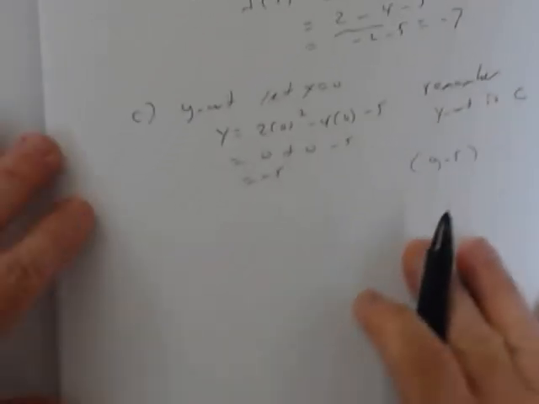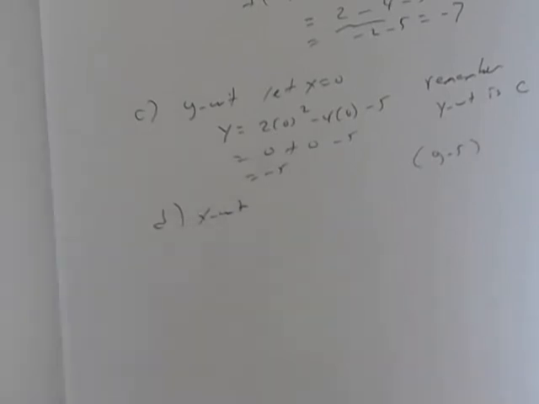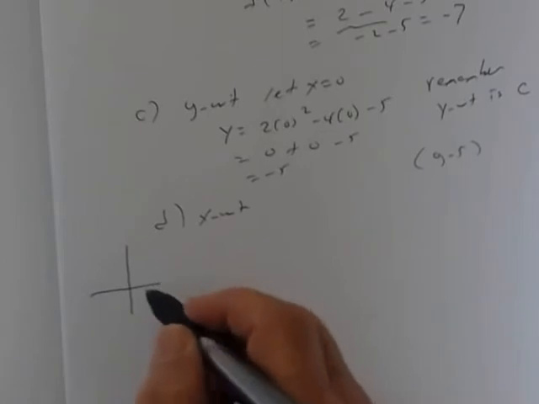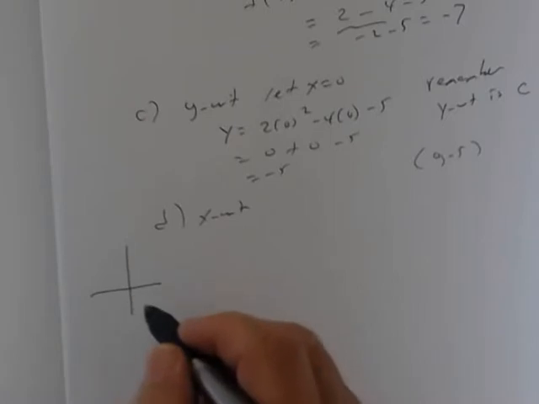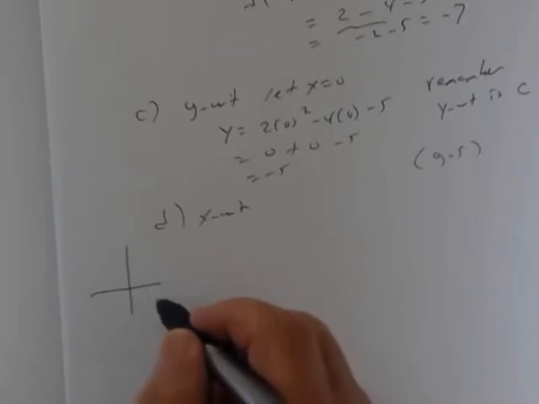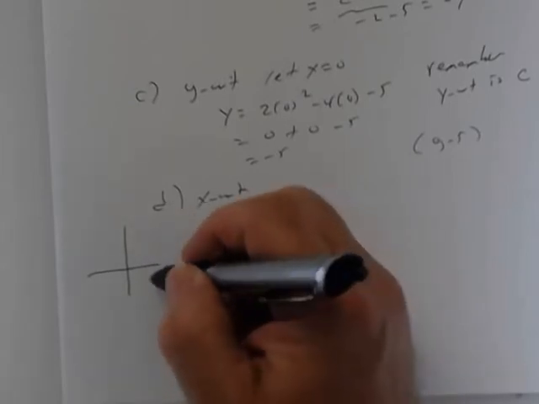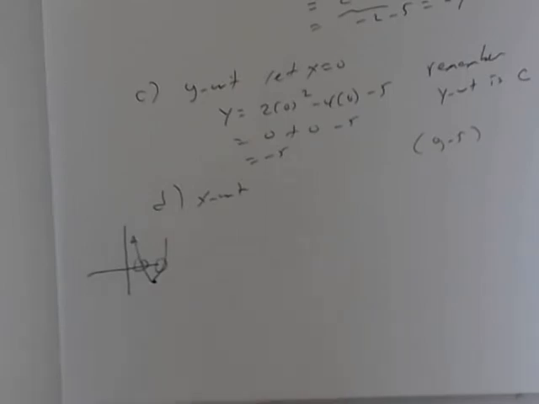Okay, D, the x-intercepts, if any. Before we find them, let's see if there are any. What's the vertex? Where's that located? What quadrant? Quadrant 4, right? And does the parabola open up or down? So are you going to have any? Yes. So you're going to have x-intercepts, so let's find them.